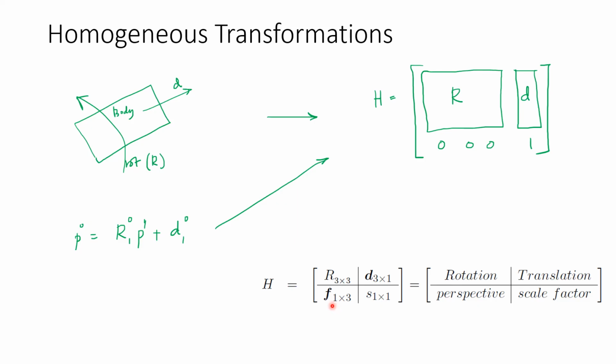The last row, the first three elements are going to account for perspective, and that may be used in the computer vision course that you are going to study later on. And then you can have the scaling factor added in the transformation as well in the last element. So this is a more generic form, but because in case of robotic manipulators we are considering the rigid body motion, that's why we are only concerned about the rotation and the translation. So that's why the last row becomes 0, 0, 0, 1.